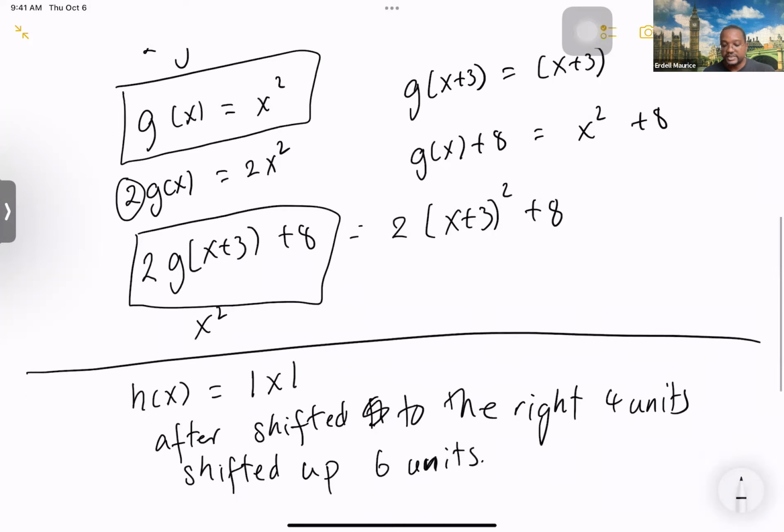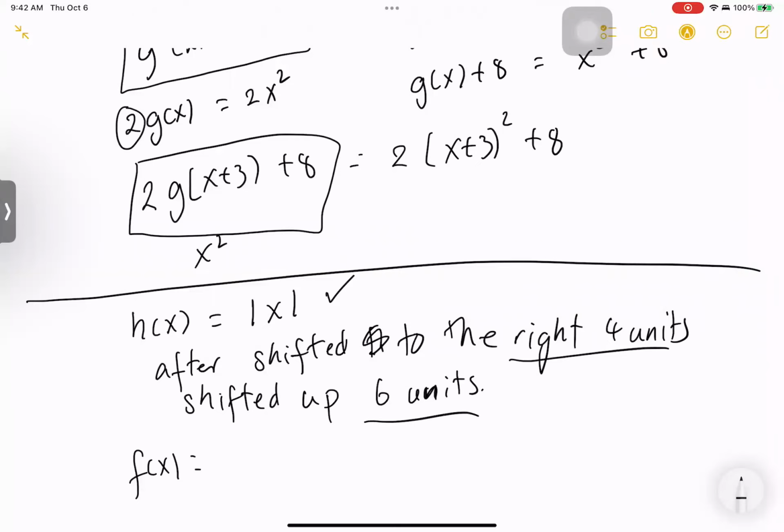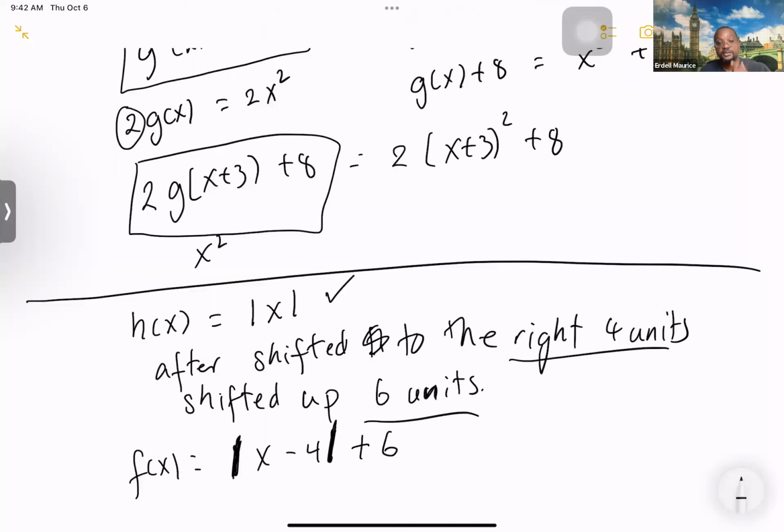The next thing we need to be able to do is write out that new function. I'm telling you h of x is the absolute value of x. Can you give the new function after it's been shifted? Can you tell me what the answer is going to be? x minus 4, plus 6, with the absolute value. Yes, this is the correct answer. This graph has been shifted 4 units to the right and 6 units up.